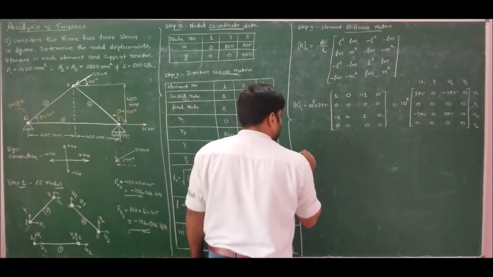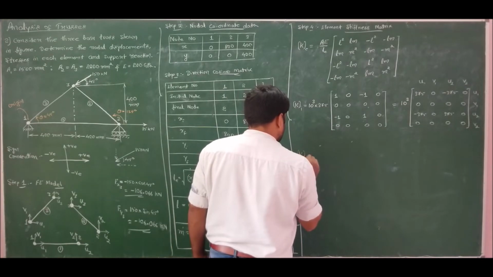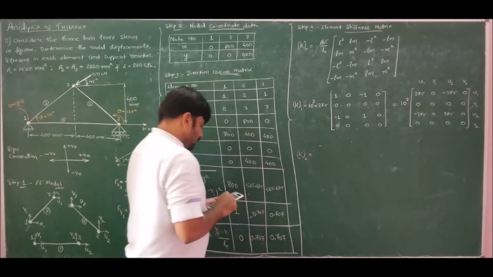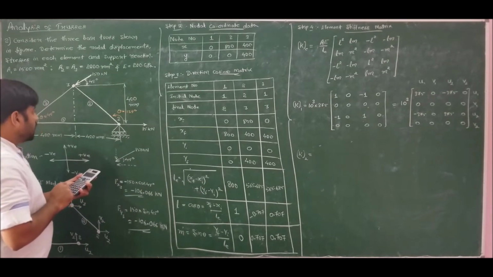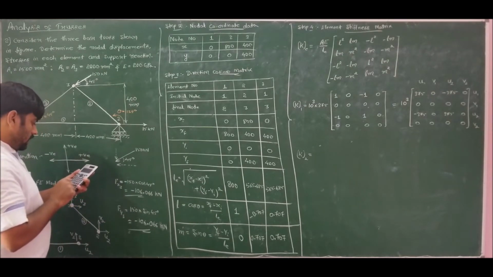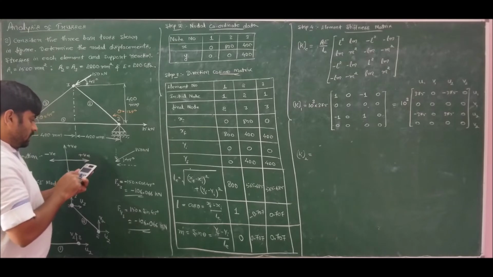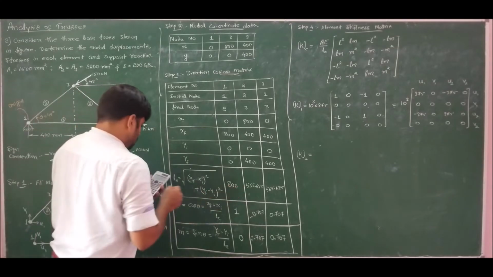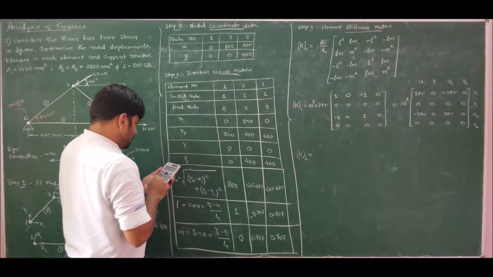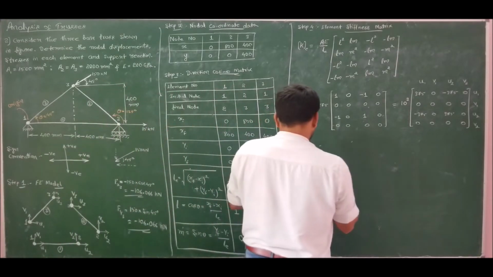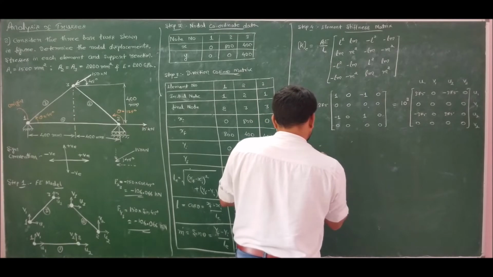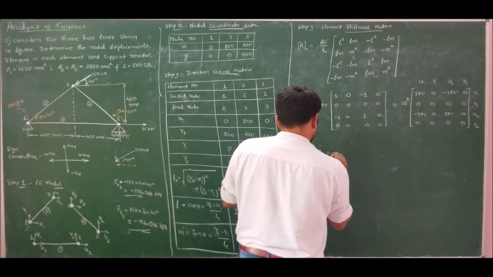Next, moving to element 2. For element 2, the area is 2000, Young's modulus is 200 into 10 to the power of 3, divided by the length of element 2, which is 565.685. If I solve, I will get 10 to the power of 3 into 707.107.